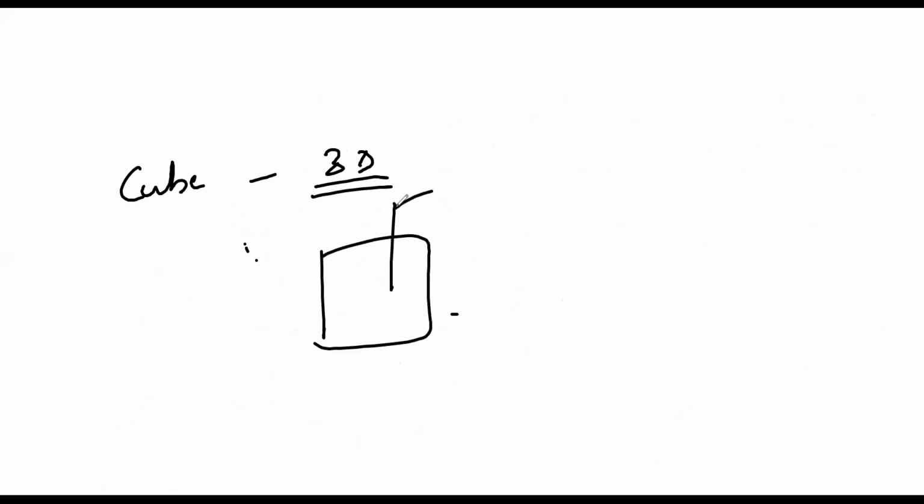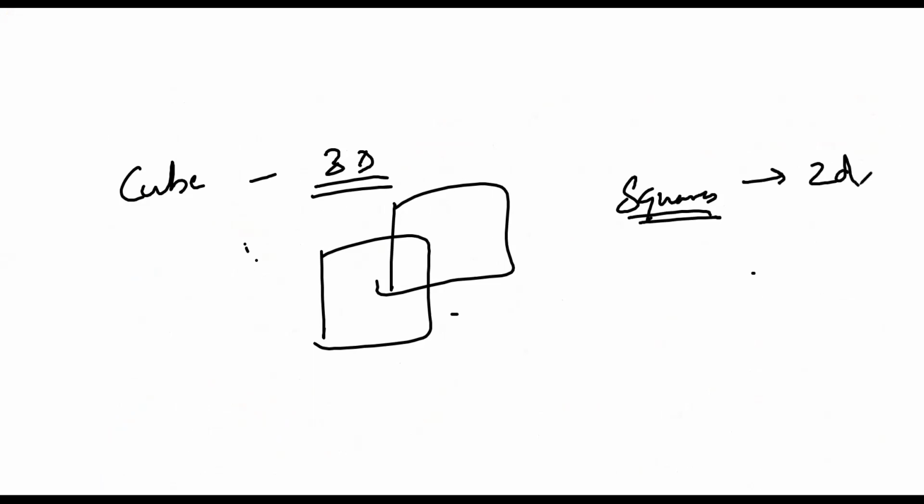Let's take a cube. Cube we all know as a three-dimensional structure, correct? But what are cubes made of? Cubes are made of squares, and squares are 2D in nature. And what is a square made of? A square is made up of line segments. Line segments are one dimensional.